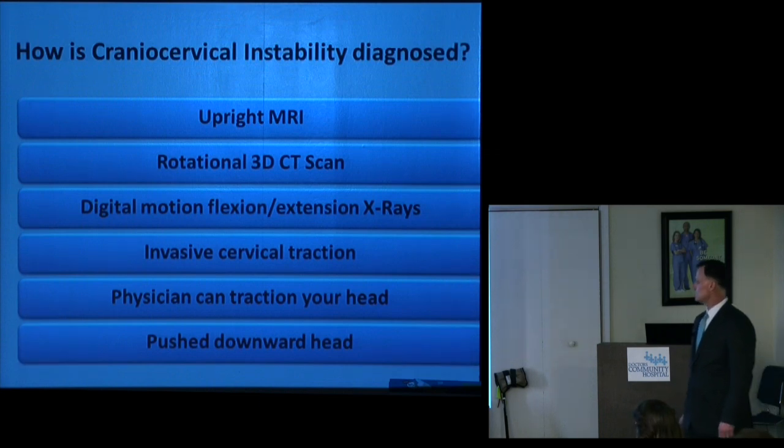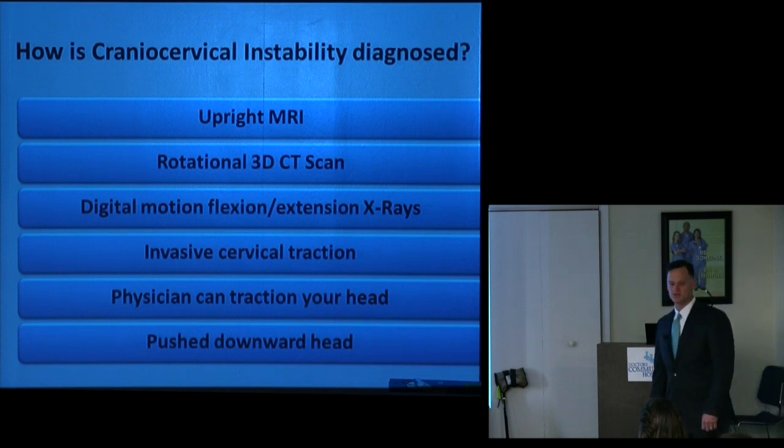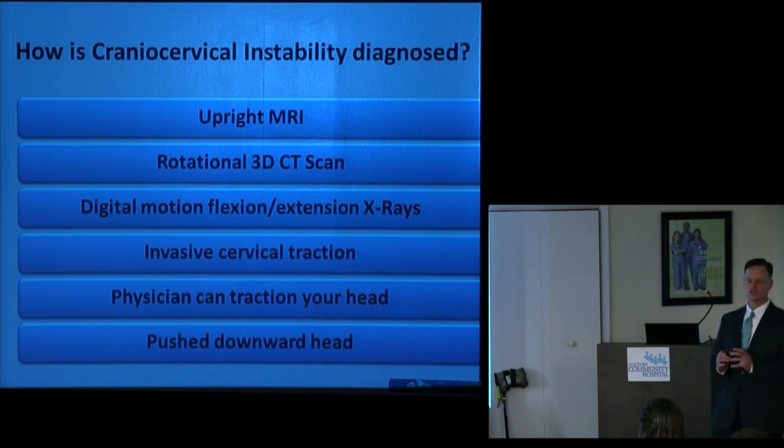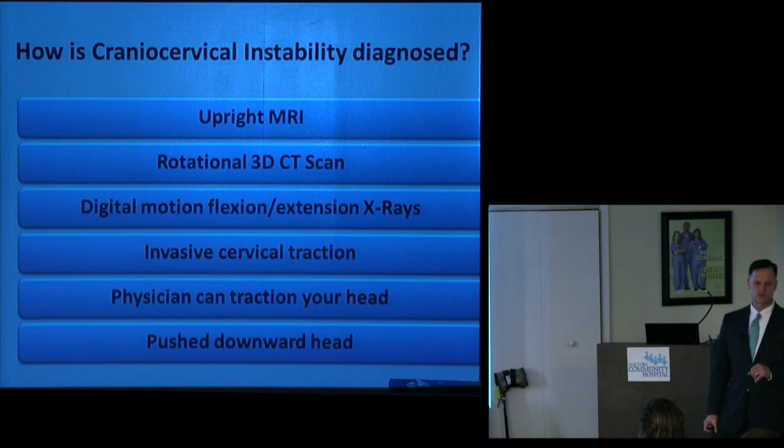Now, how is craniocervical instability diagnosed? The best way is an upright MRI, a rotational 3D CAT scan, digital motion testing, flexion extension x-rays, and invasive cervical traction. This is a procedure where you would be hospitalized for 48 hours. They'd put a traction unit on your head and lift your head up off your spine. You'll be in that position for 48 hours. If your symptoms decrease, then they would look at you potentially having craniocervical instability.